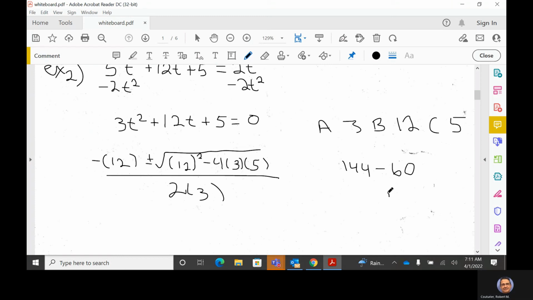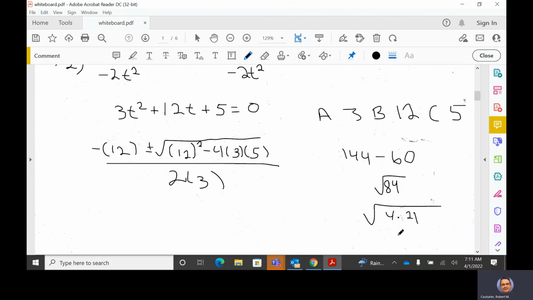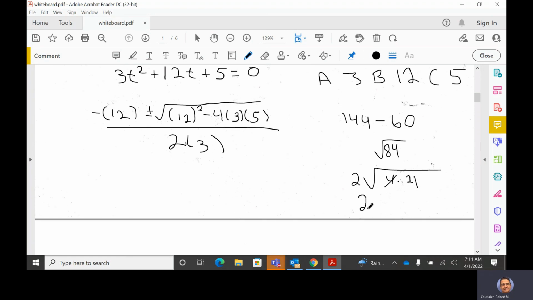84. Now, 84 is not a perfect square root, so we are going to have to split this up. Let's see. Which one of our perfect squares goes into 84 evenly? Not 16, not 9. Oh, it's 4. 4 times 21. The square root of 4 is 2. So that's 2 square roots of 21.